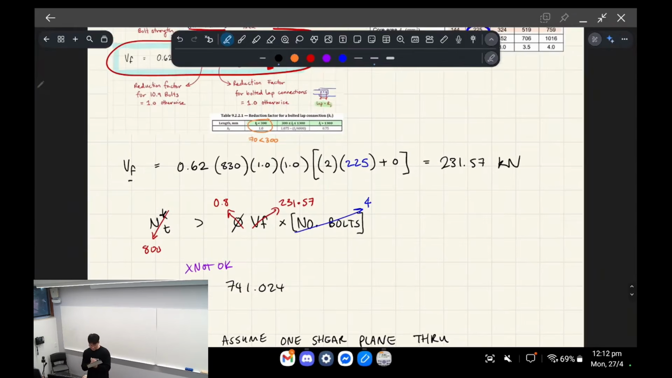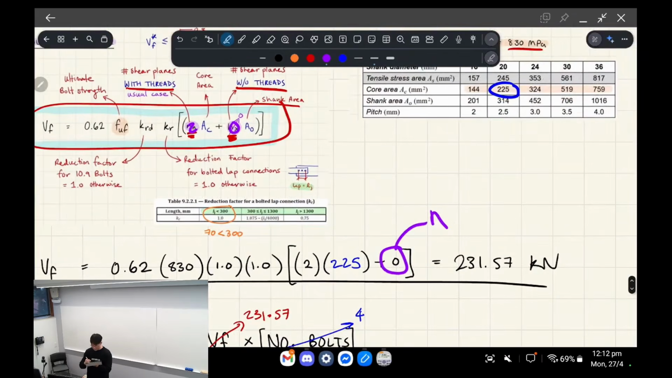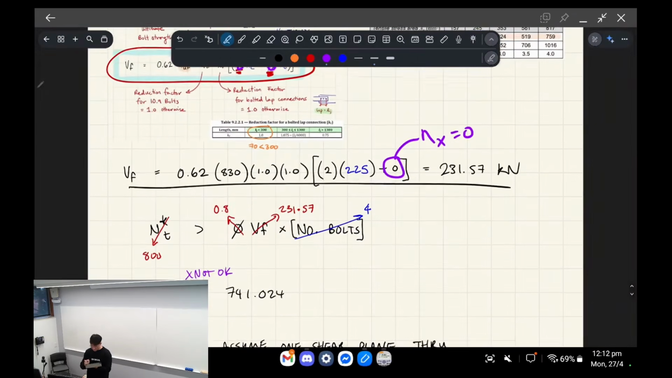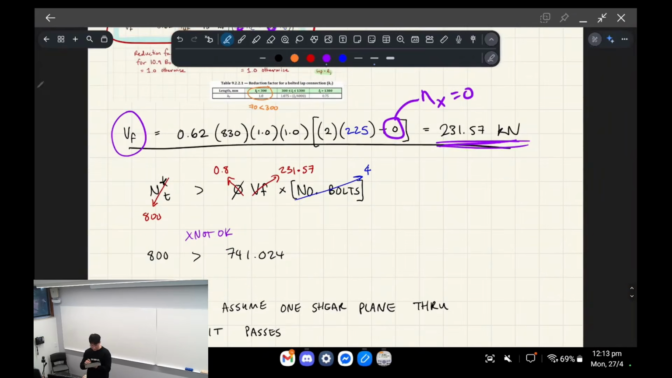Anyway, that's basically why, I think you had that question earlier, you would set this as 0. So NX would be 0, and so you get this as your fastener's shear capacity.